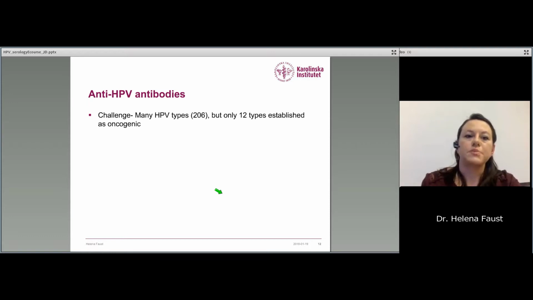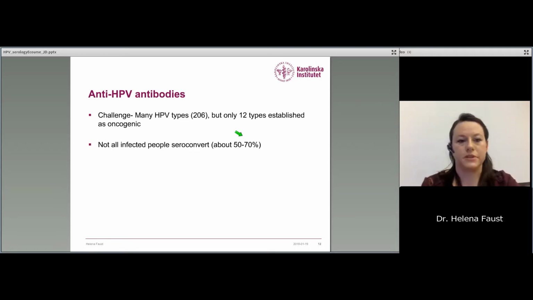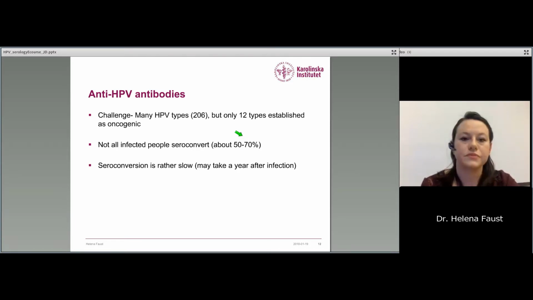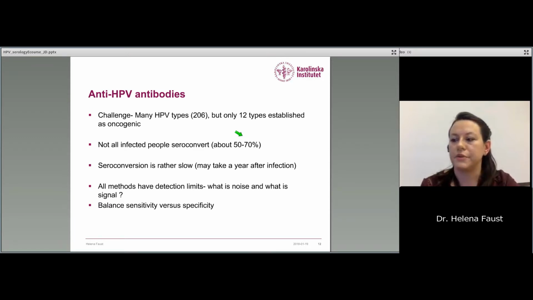To detect anti-HPV antibodies is a challenge because so far we already know 206 HPV types, but 12 types are established as oncogenic. Another challenge is that not all infected people actually seroconvert, because the infection can be in very low copy number, so that the immune system does not even respond with antibodies to it. And seroconversion also takes a long time. It might take 1 year of infection before antibodies come.